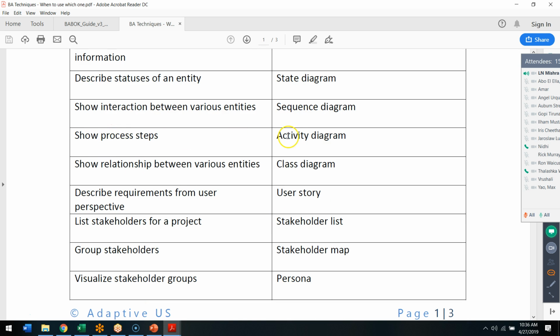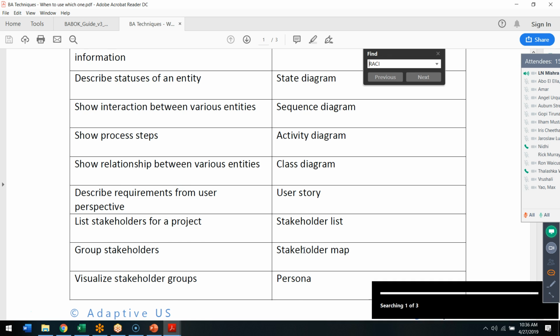Show process steps, activity diagram. Show relationship between various entities in a solution, use class diagram. Describe requirements from a user perspective, user story. List stakeholders for a project, stakeholder list. Group stakeholders, stakeholder map. Let me see if I have included RACI matrix here.